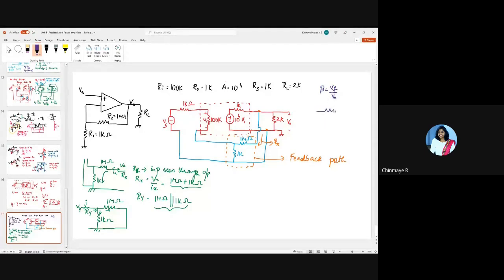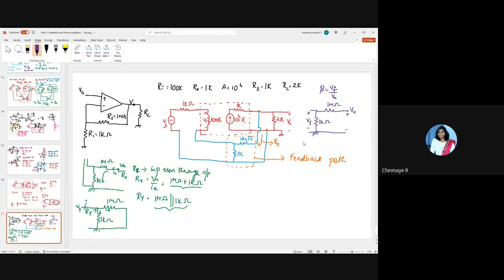So now let's consider the feedback path again. You have 1 mega ohm here. You have 1 kilo ohm here, right? So you're giving the output voltage at that point, in between these two terminals, and then you're measuring Vf between these two terminals.